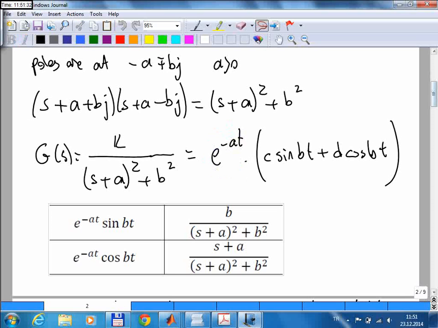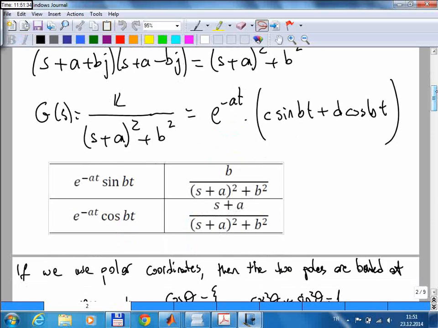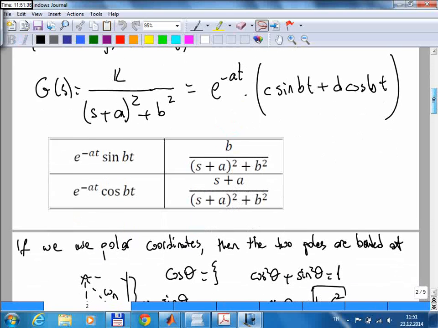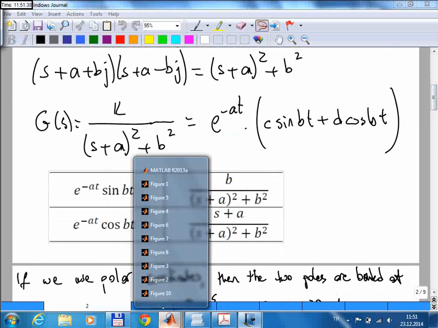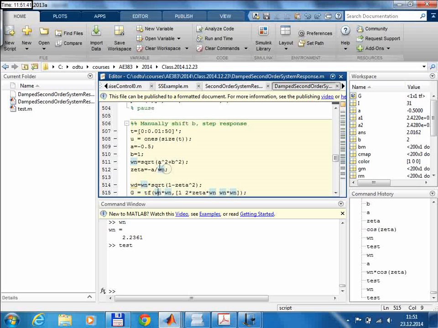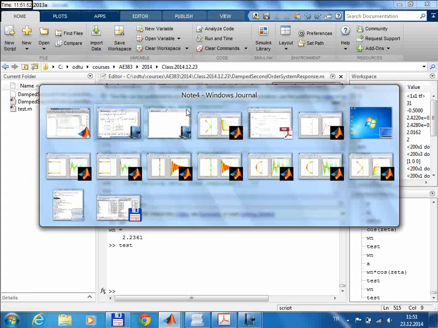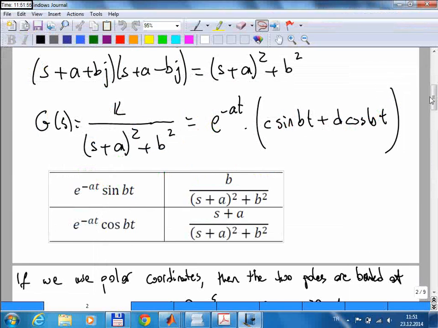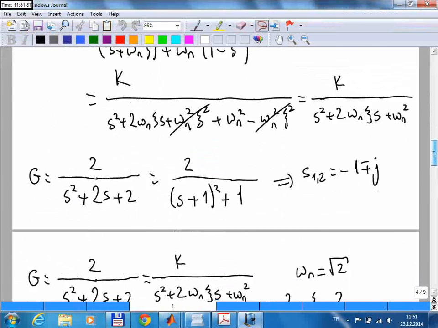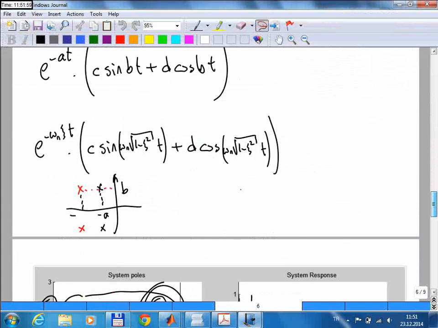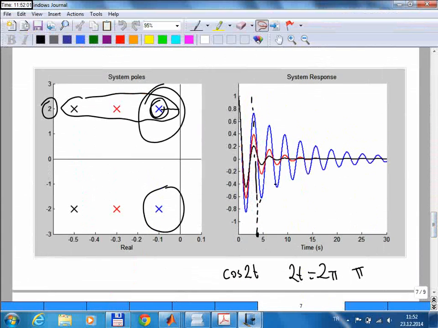So yesterday I showed you some responses I generated using MATLAB. Today I would like to show you some more of those responses, because I think this is what makes it easier to understand. I have coded each possible case here. First, let's take a look at this case where I vary A. So the B is constant. So it's this case exactly.